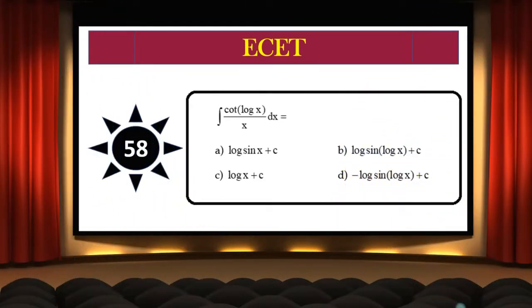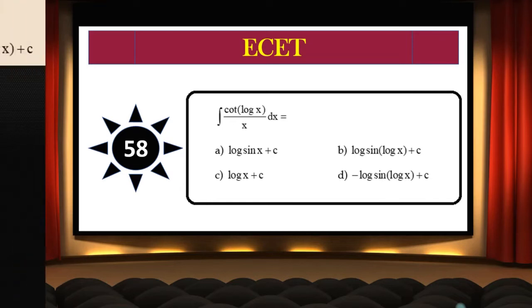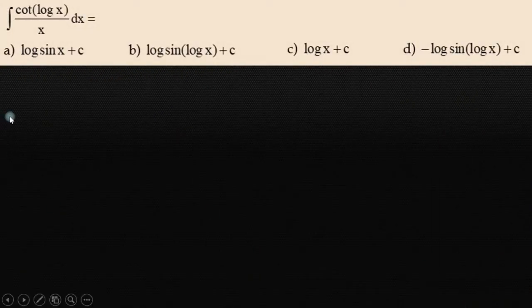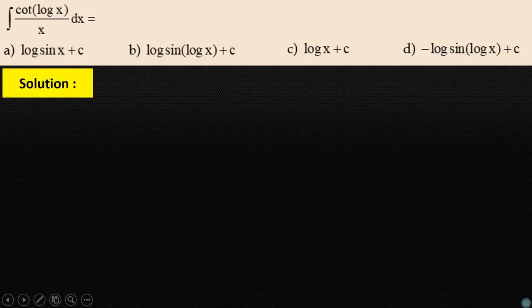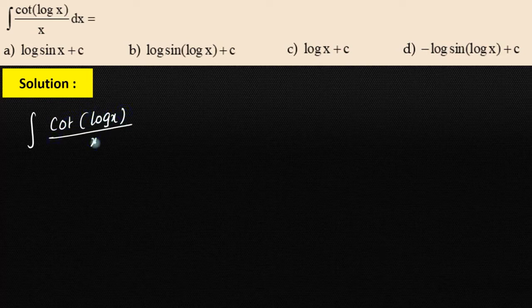Dear students, see the question number 58. Read the question and write it. The question is integral cot of log x divided by x into dx is equals to. Let us find this. Integral cot of log x divided by x into dx. Here put log x is equals to t.